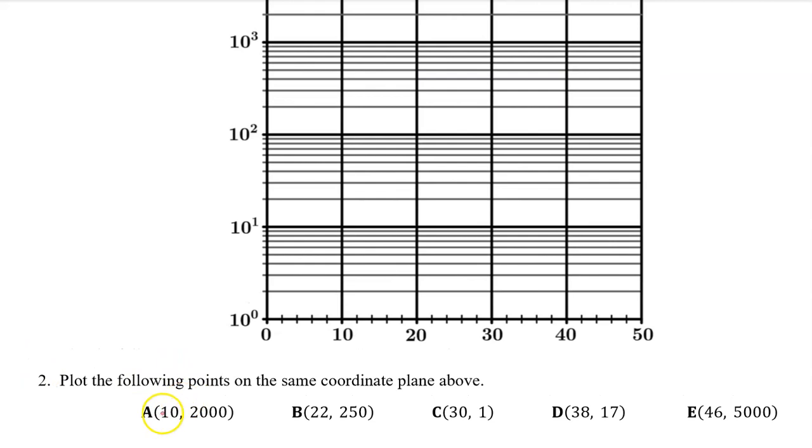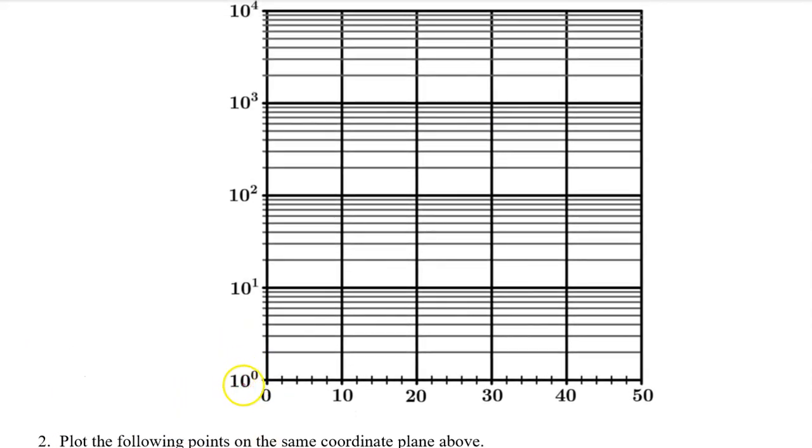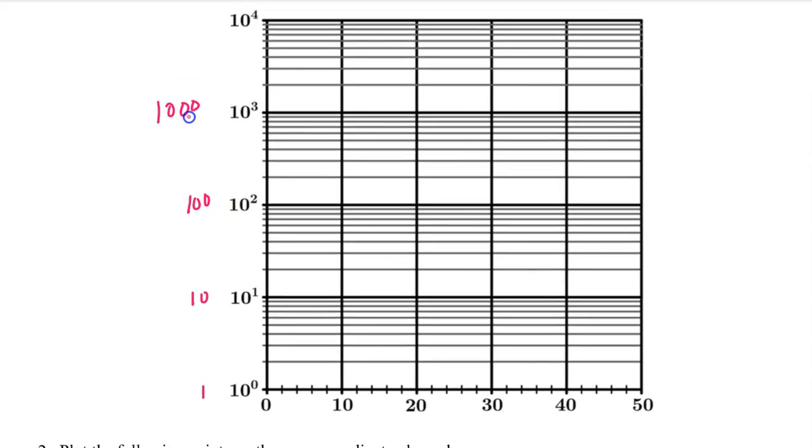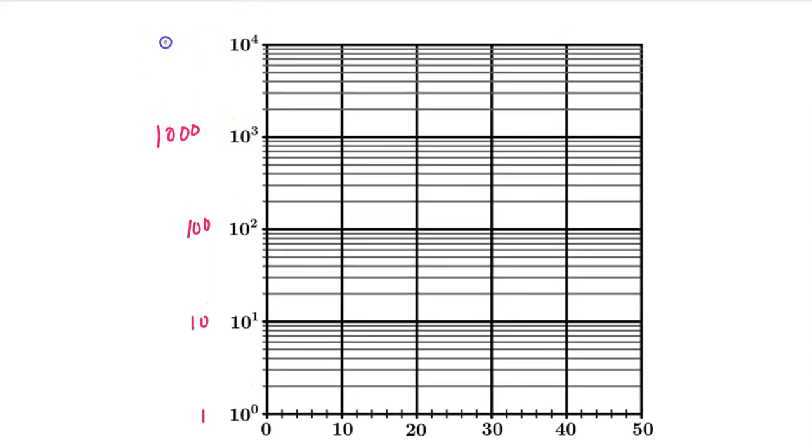For number 2, we will continue practicing the same skill. Just understand that 10 to the 0 power is 1, and 10 to the 1 power is 10, 10 squared is 100, 10 to the 3rd power is 1,000, and 10 to the 4th power is 10,000.